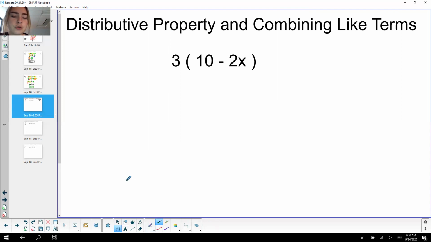So I'm just going to show you how this works. There's no equal sign, I don't see any. So this is an expression. The difference between an expression and an equation: an expression does not have an equal sign, so you're not solving, you're just simplifying.